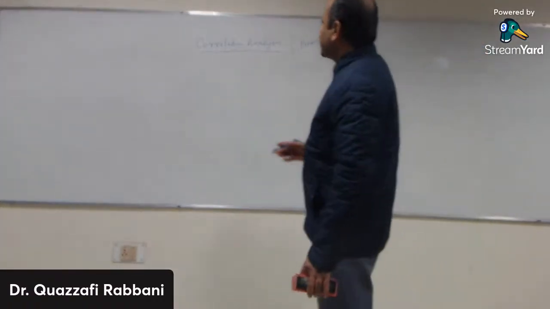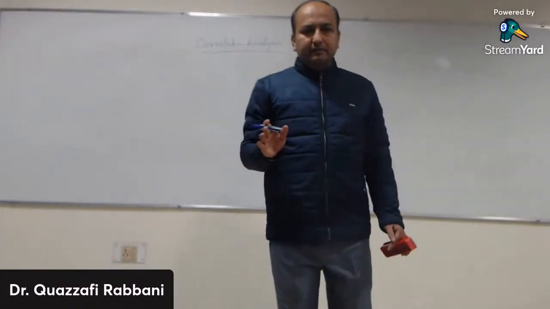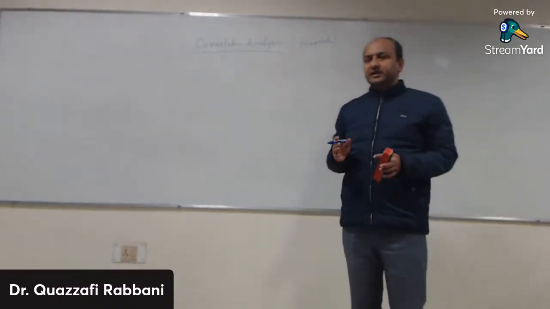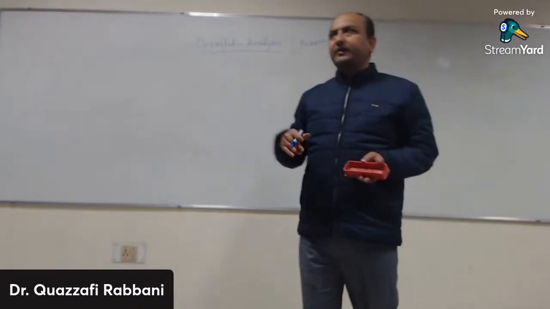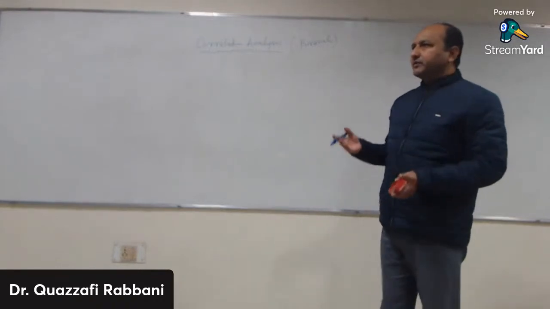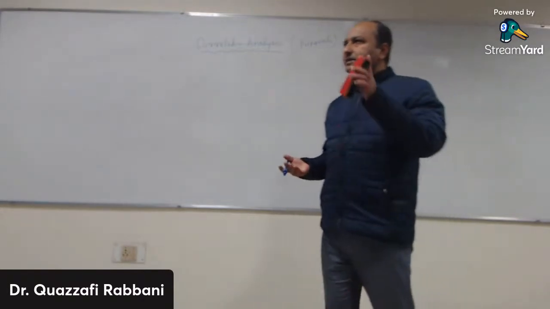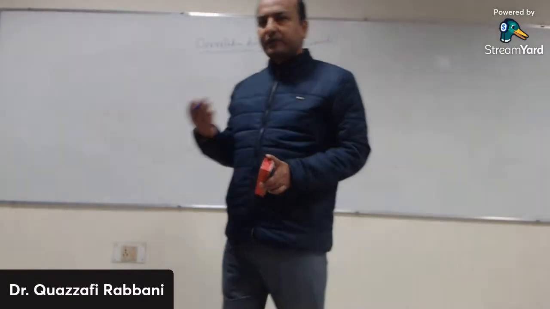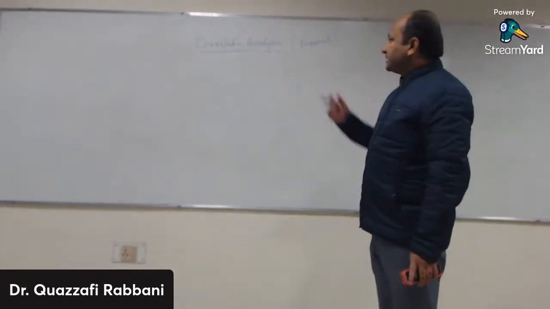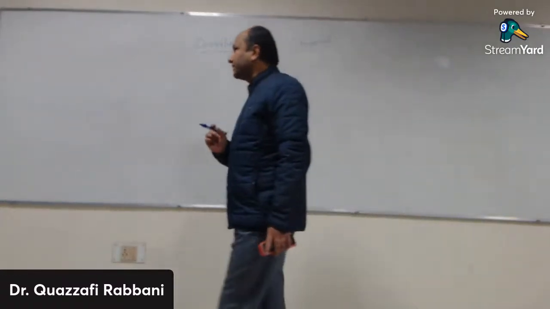So first, what is correlation? Correlation is the relationship between two variables. Whether the changes in the values of one variable will affect the changes in the values of another variable. If one variable is increasing, what is the effect on the other variable? If one variable is decreasing, what is the effect on the other variable? This study is known as correlation, just the relationship between two variables.